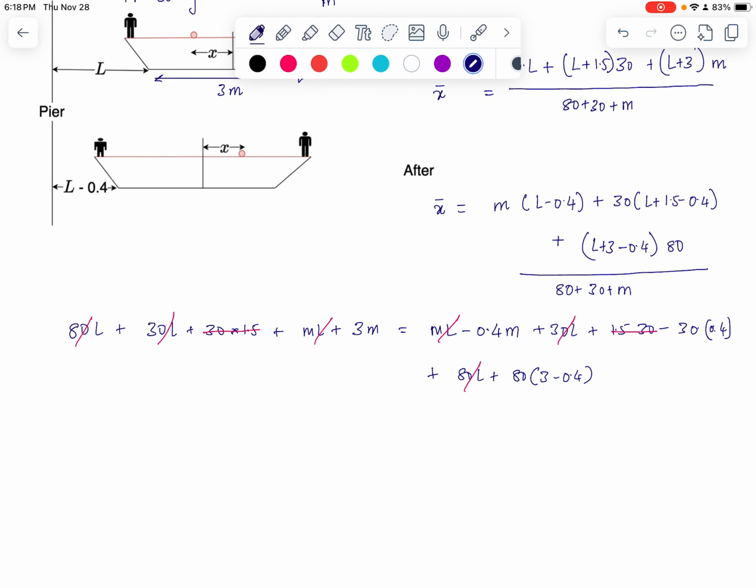So when we rearrange, we bring this here. So we get 3.4 times M equals 80 times 3 minus 0.4 minus 30 times 0.4. So M equals 80 times 2.6 minus 30 times 0.4, divided by 3.4, and that gives you approximately 58 kilograms, which is the mass of the girl.